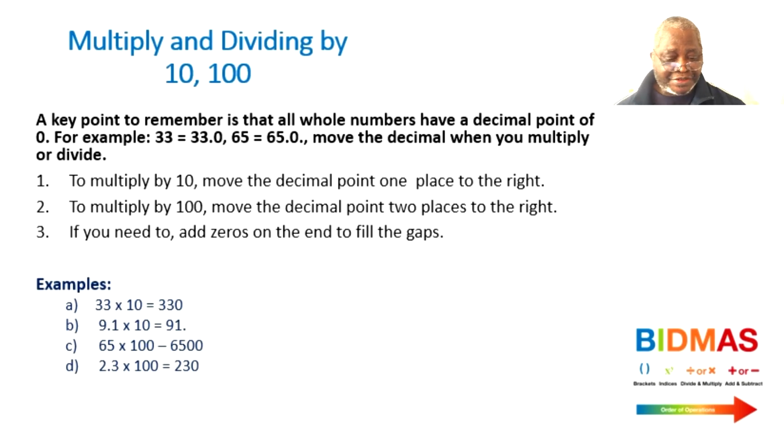So to multiply by 10, move the decimal point one place to the right. To multiply by 100, you move the decimal points, yes, 2 places to the right. If you need to add zeros on the end, do so to fill the gaps. But you need to be always counting your decimal places. Let's look at some examples.